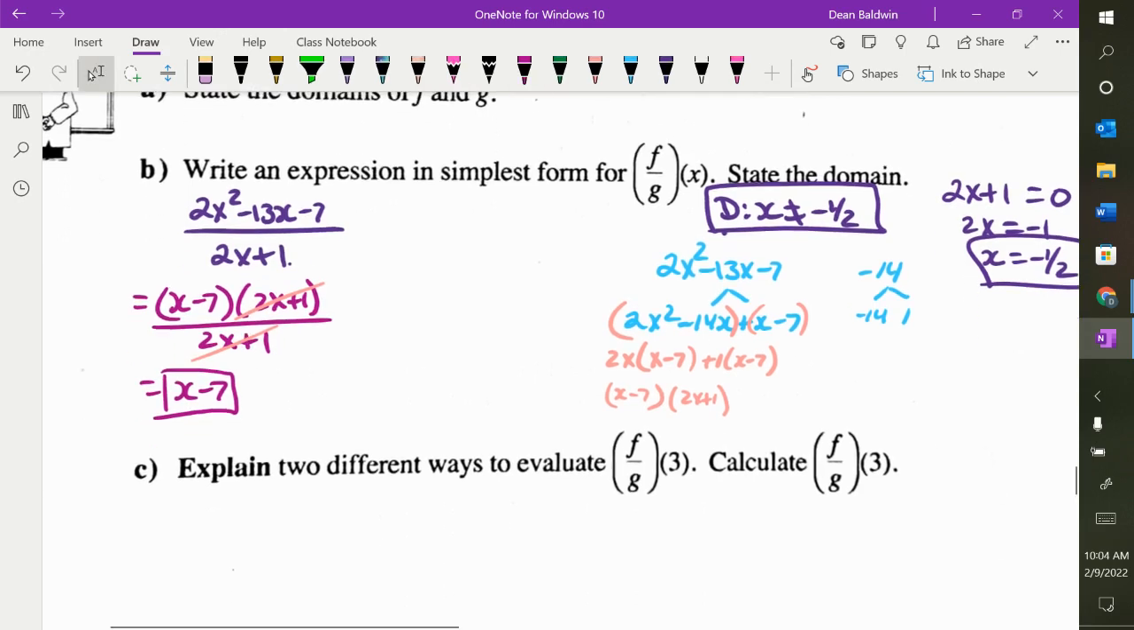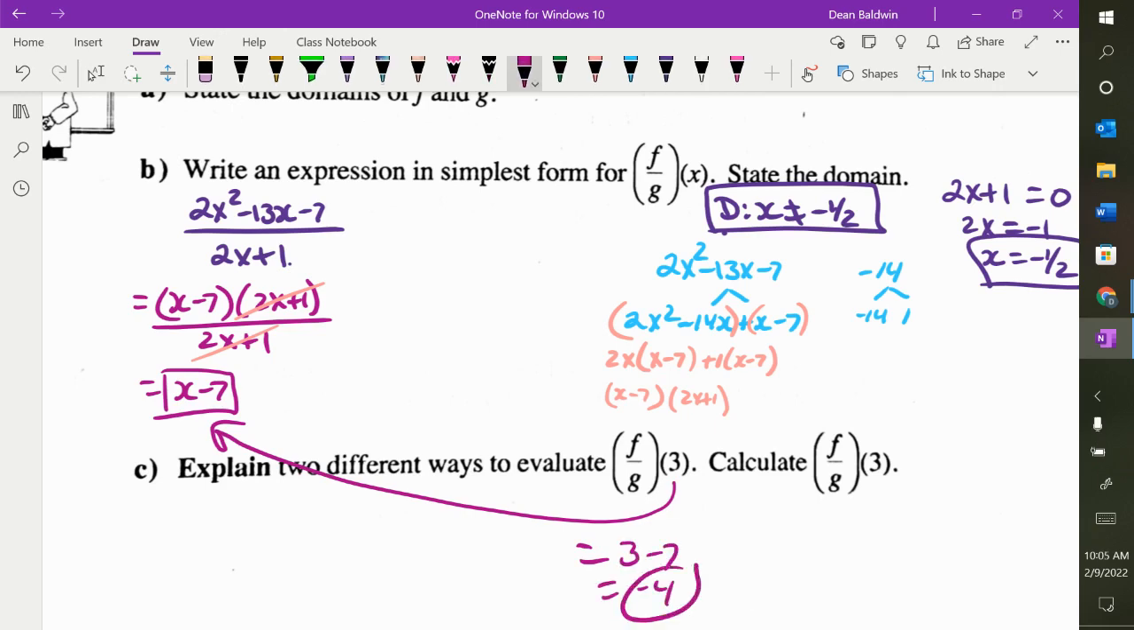So if I said, what is f over g of 3? What's the super easy way to do it? Just put it right there. So I'd get 3 minus 7. That's a really bad 3. Negative 4.